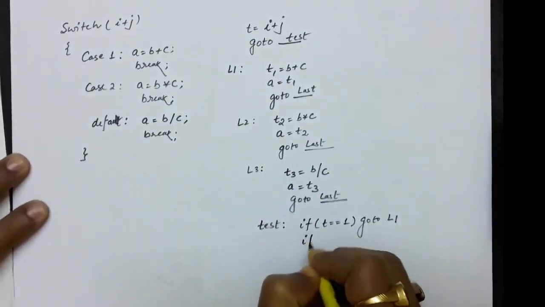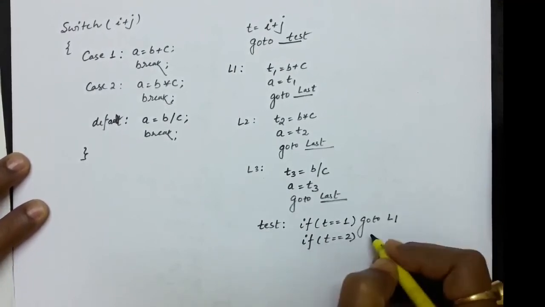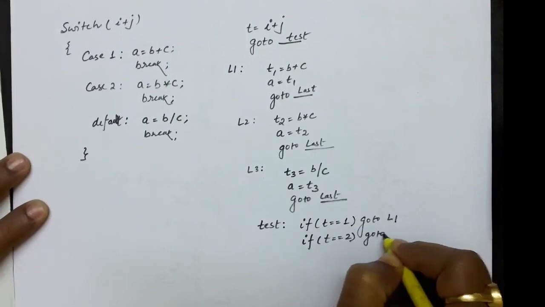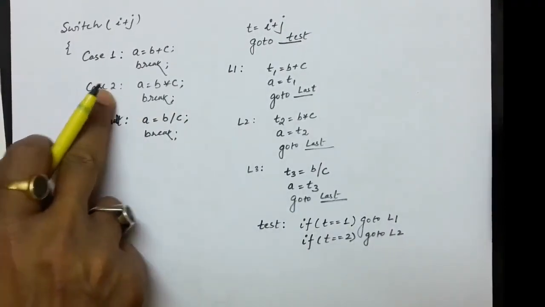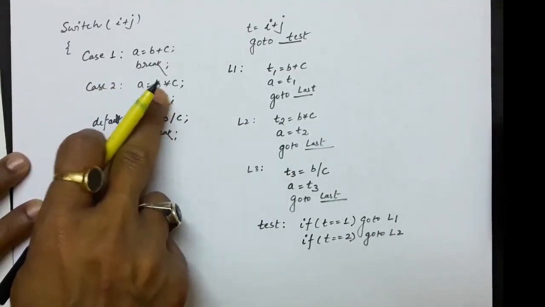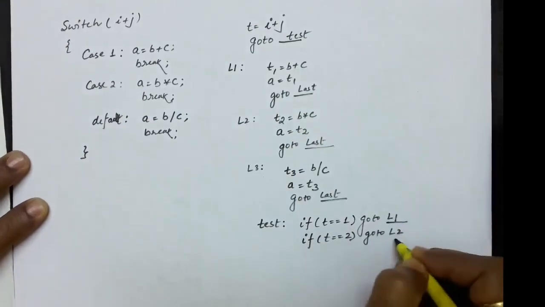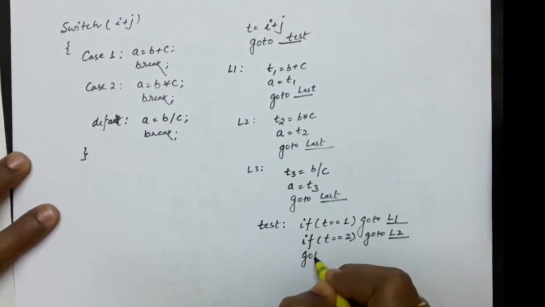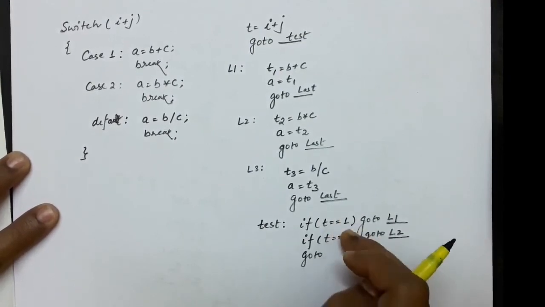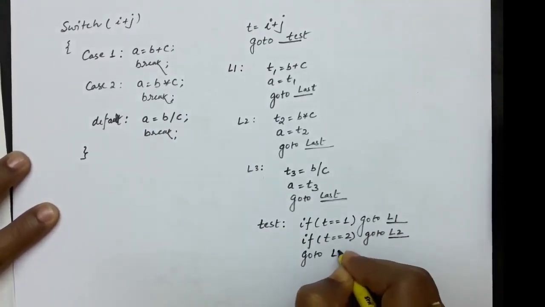If this is not true, then it will check if the value of t is 2, then it will go to L2 level. Okay, if the value of I plus j is 2, it will come to this level, case 2, and will execute this statement. So this is done in the L2 step. Fine. Now after this, if neither this is true nor that is true, means case is neither 1 nor 2, it will go to the default one. So it is an unconditional jump to L3.